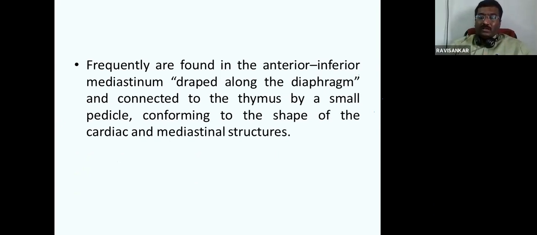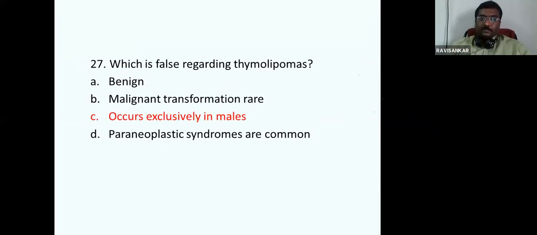Frequently, in chest X-ray, they are described as draped along the diaphragm. Basically, the lipoma goes into spaces where it can expand. So they can go where the anterior-inferior space is slightly lower, where they can be connected, known as the draped along the diaphragm appearance. So which is false regarding thymolipomas? They are benign. Malignant transformation is rare. Paraneoplastic syndromes are common. All are true except that it occurs equally among the genders.